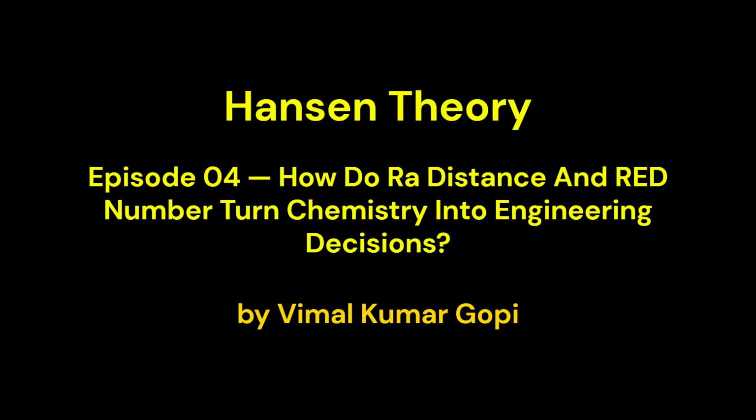Now here is the most important insight of this episode. RA and RED are not about prediction only. They are about diagnosis. When a formulation fails, you should not ask, which ingredient is wrong? You should ask, which interaction balance moved outside the compatibility zone? This reframes troubleshooting. Instead of random adjustments, you apply targeted corrections. You change solvent polarity. You adjust hydrogen bonding contribution. You modify dispersion balance. This is controlled problem solving.